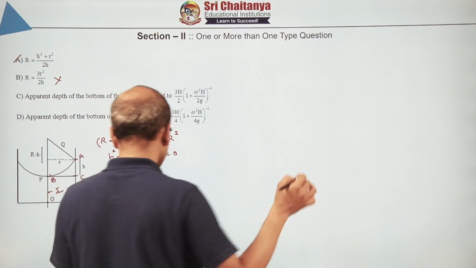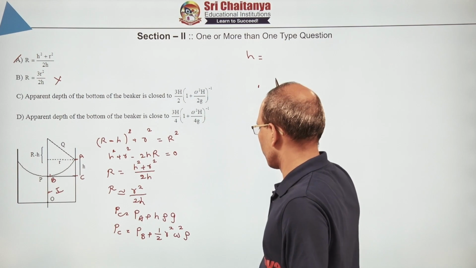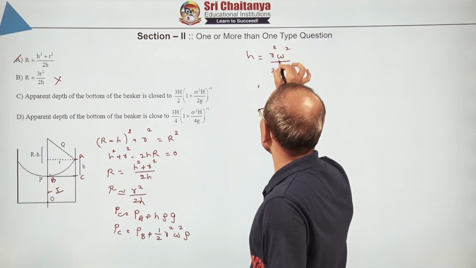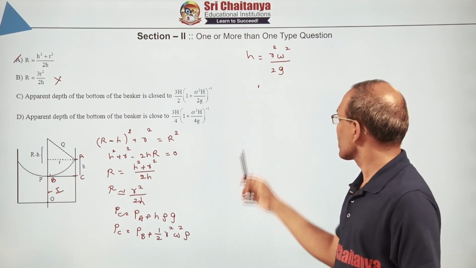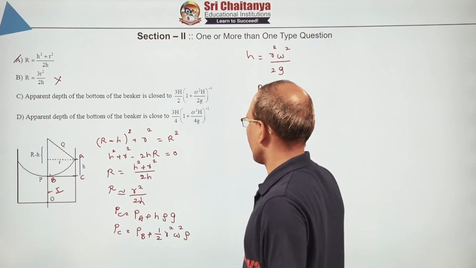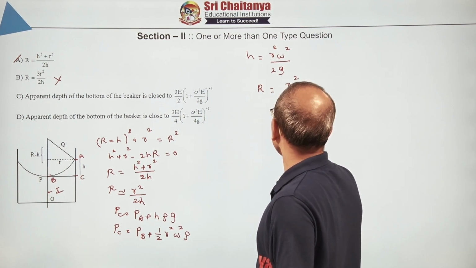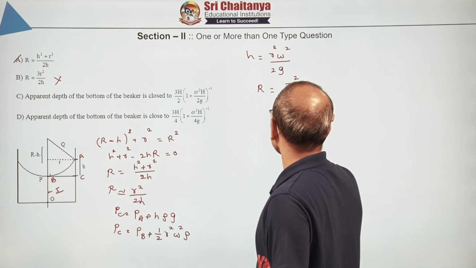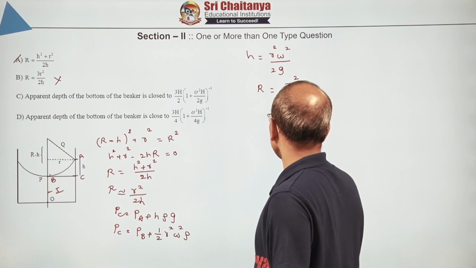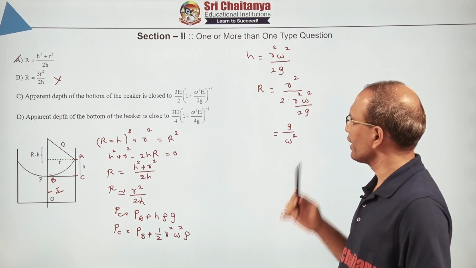So if we equate these two, we get Hg, or H is equal to R square omega square by 2G. So this is the relation for H. Now if we simplify this, we can write R as R square by 2H. What is H? R square omega square by 2G. So this is nothing but G by omega square. This is the value of R in terms of omega and G.